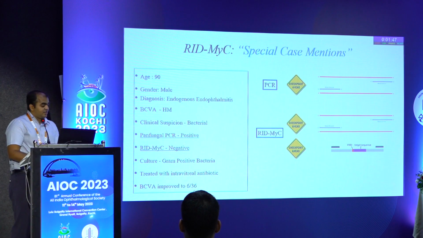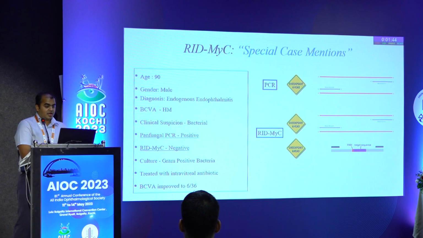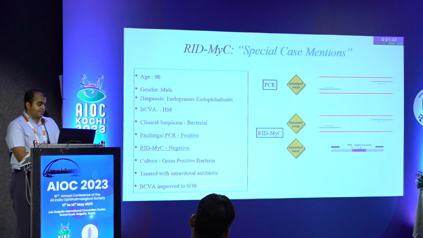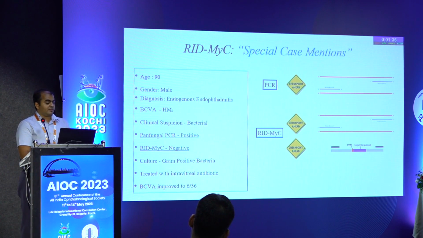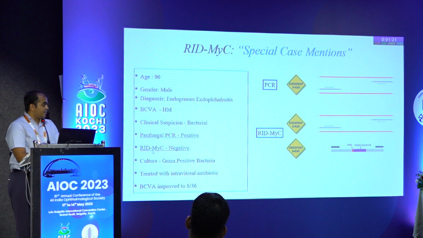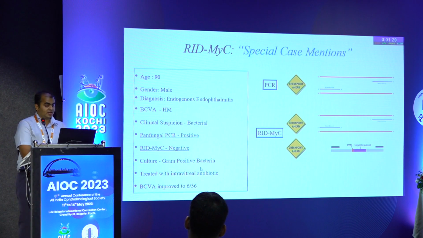I'll show three interesting cases which highlight how RIDMIC is better than PCR. This is a 90-year-old male with endogenous endophthalmitis. The patient came with hand movements vision. Clinical suspicion was bacterial. However, pan-fungal PCR was positive for fungus. RIDMIC was negative. The culture eventually grew gram-positive bacteria, and the patient did well with intravitreal antibiotics.